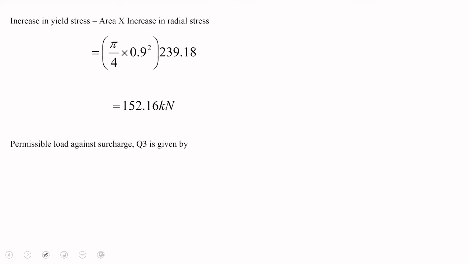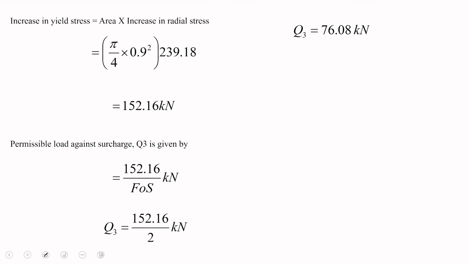So permissible load against the surcharge Q3 is given by this load upon factor of safety. Here again the factor of safety is not mentioned in the question. You can assume that the factor of safety will be equal to 2. Therefore Q3, the permissible load against surcharge, will be 152.16 divided by 2, which comes around 76.08. So this is Q3. Q3 will be equal to 76.